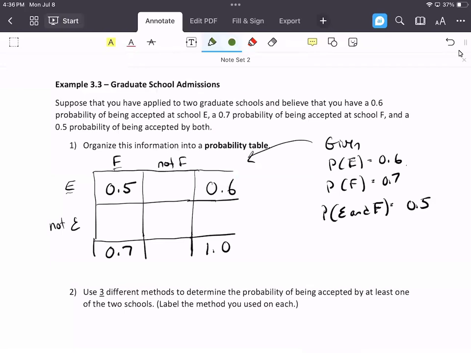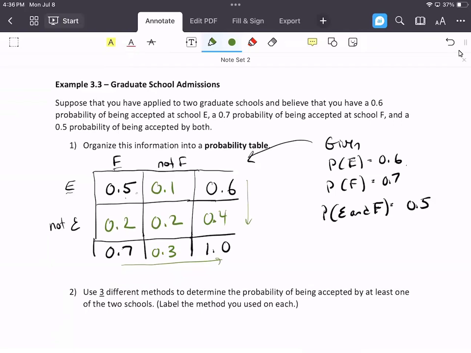So I have to calculate the rest of the numbers in this table. We know that we have to add across to be 1. So if we get into school F, the probability that we don't get into school F is 0.3. And likewise, for getting into E or not getting into E, that has to be 0.4. We're effectively using the complement rule again and again and again. Once again, we have an unknown here. It has to be 0.2. And then we can fill across.